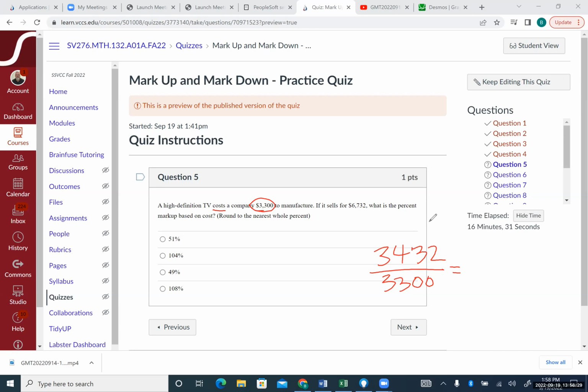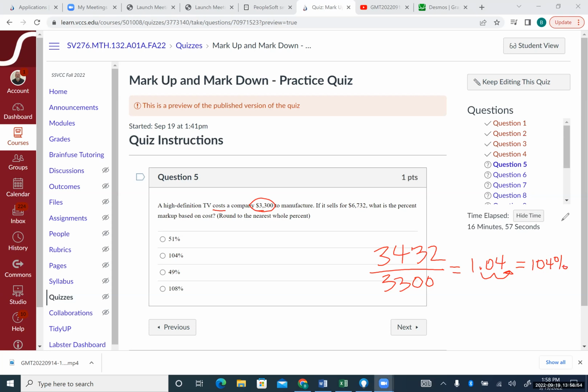Let's see. 3,432. I got 1.04. Yeah, 1.04. And to change that to a percent, we move the decimal 2 places to the right. So that is 104%.